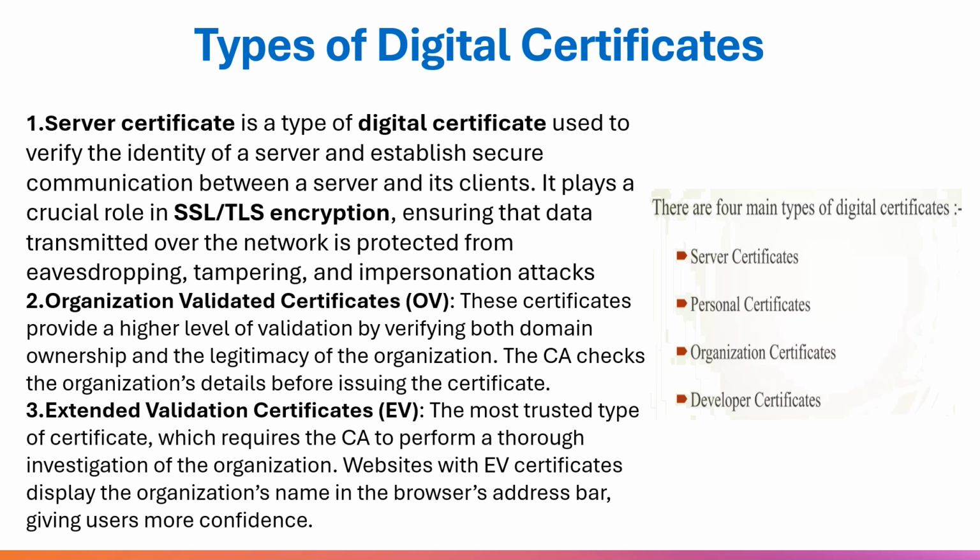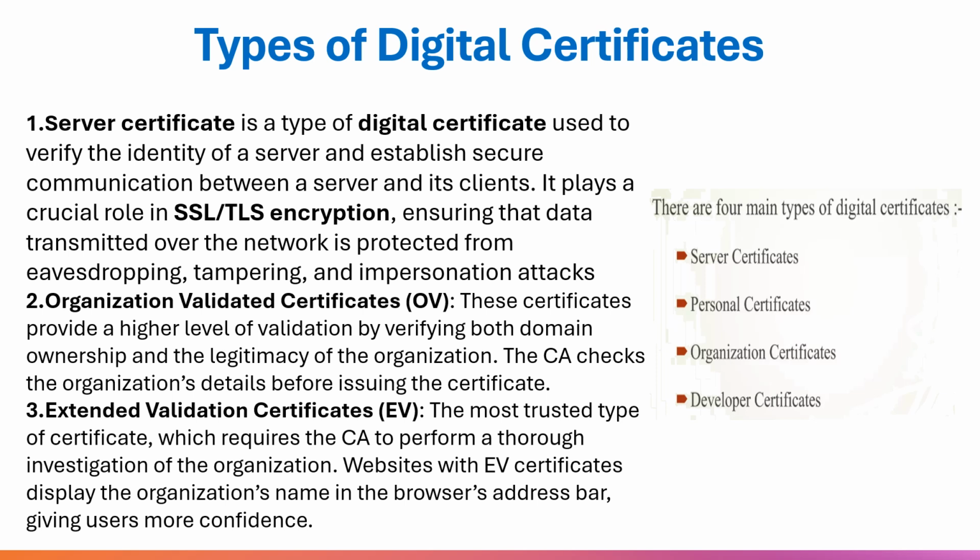These are the types of digital certificates. There are server certificates, organization certificates, person certificates, and developer certificates. Each has its own identity and function. For example, the server certificate is used to verify the identity of the server. The organization validation certificate provides a higher level of validation by verifying both domain ownership and the legitimacy of the organization. The certificate authority checks the organization details before issuing the certificate. Then the last one, the extended validation certificate.